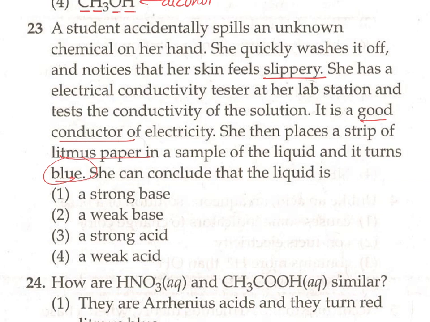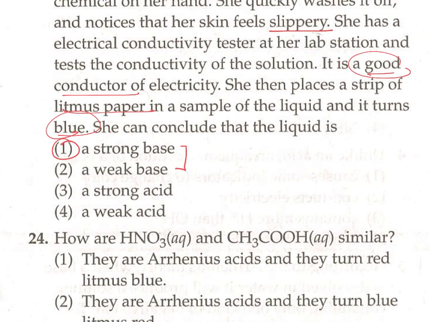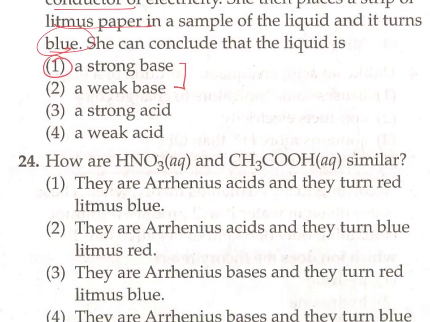So if litmus turns blue, we know that it is a base. It says good conductor, so probably a strong base, but I think that's kind of a crappy question, unless they gave you an actual pH value. Like if they said it has a pH of 12, I would say strong. If it had a pH of like 9, I would say weak. But definitely you should be able to tell that it's a base.